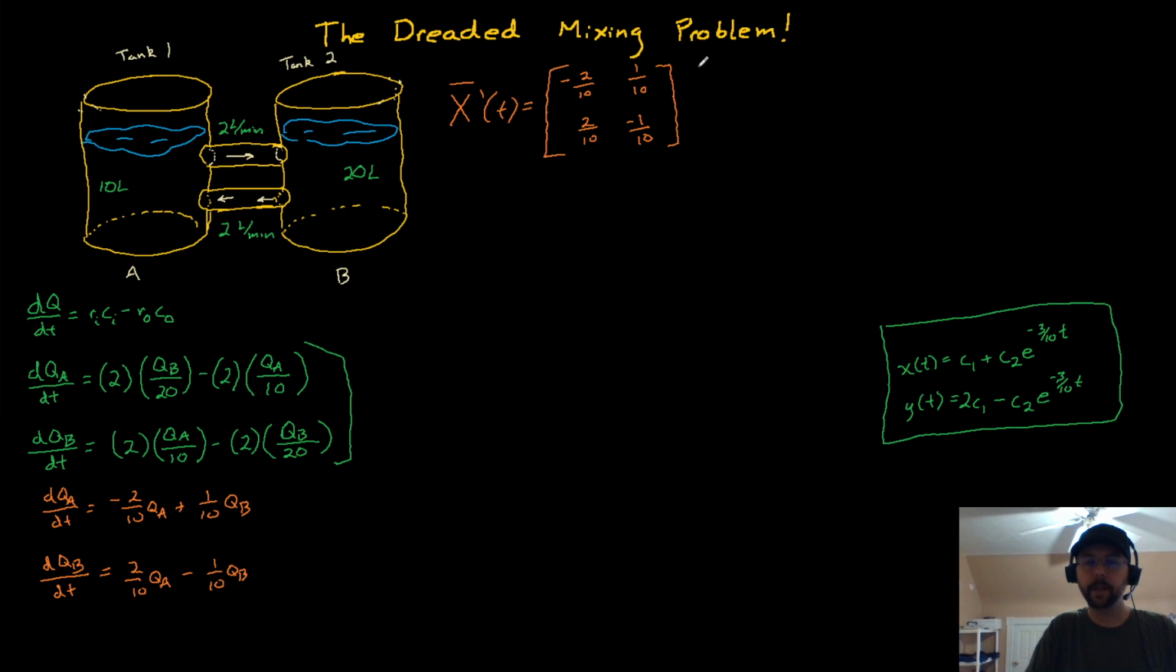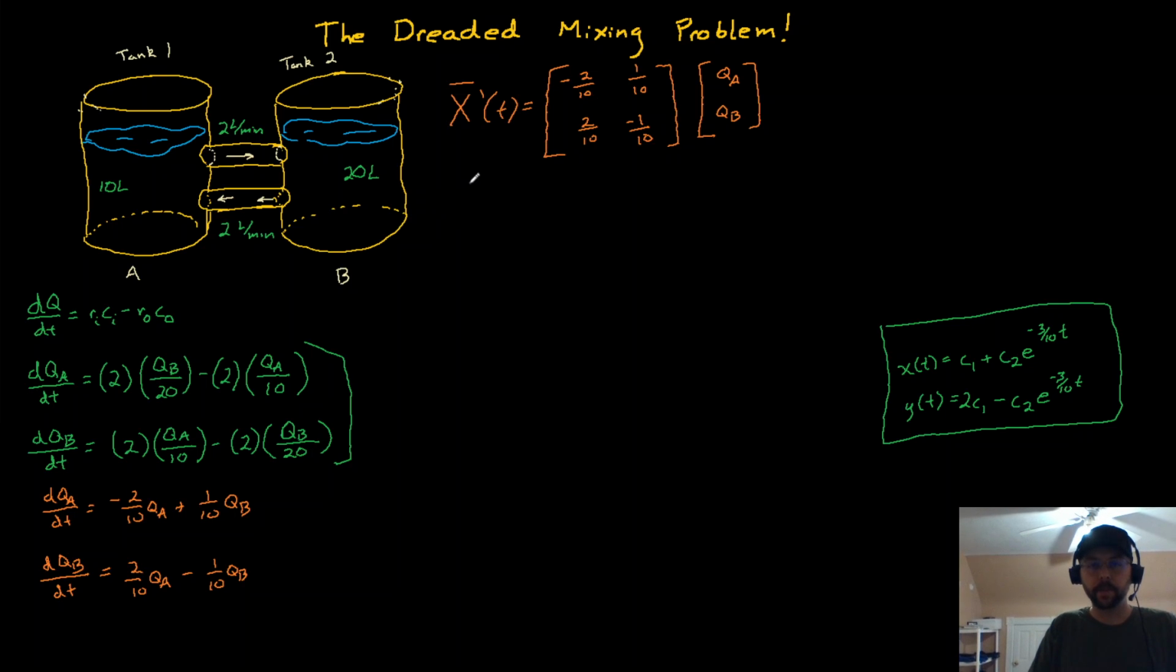And this is multiplied by QA over QB. And the reason for that is because if we were to take this top and multiply it by this, it would be negative 2 over 10 times QA plus 1 over 10 times QB, which is what we have for the top equation here.